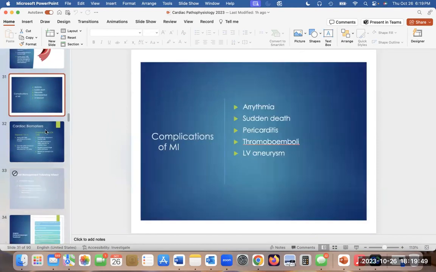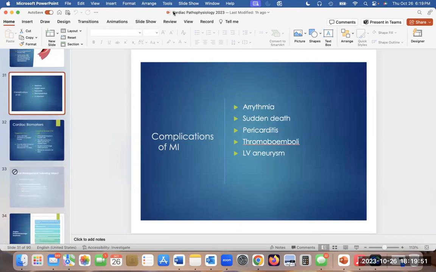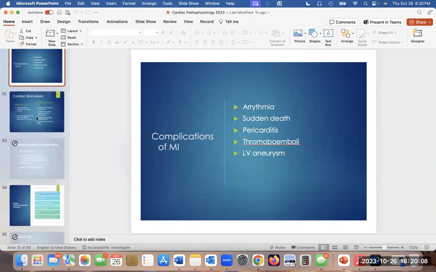So another thing that we already talked about: complications of MI. I feel like you're getting used to that, so I'm not going to spend too much time. Like I said, anything that occludes, anything that causes this issue here, we really want to watch out for. Arrhythmias, pericarditis, all of this can affect the heart and cause an MI.